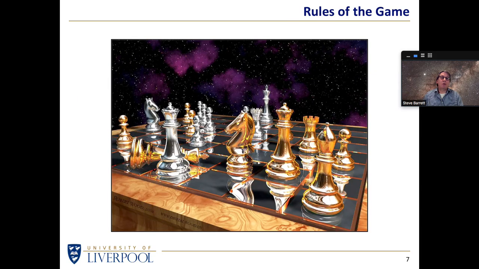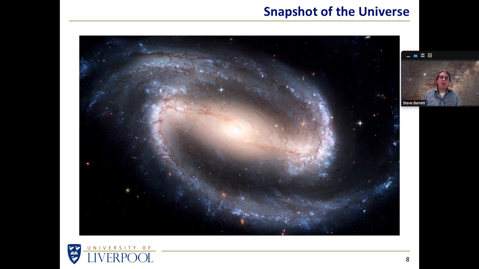So what can we do? Instead of thinking about a single snapshot of a single game, if we aren't allowed to take a video of the game in progress, then one option is to look at 1 million different games all at various stages of being played. And in a sense, that's what's happening when we look at a single galaxy.